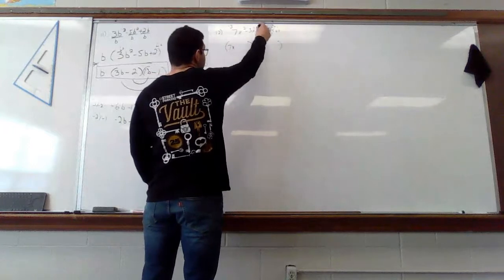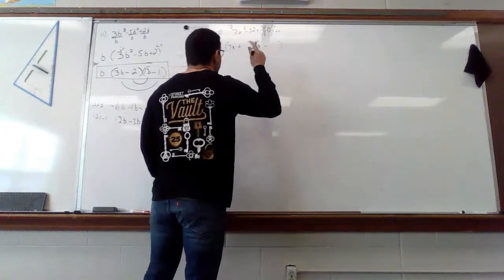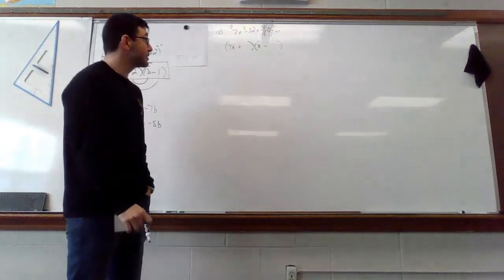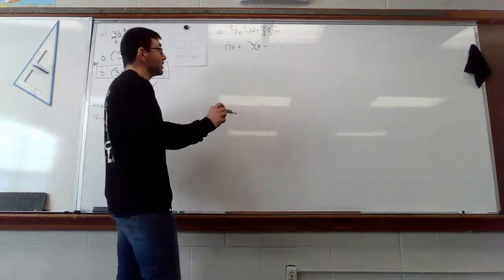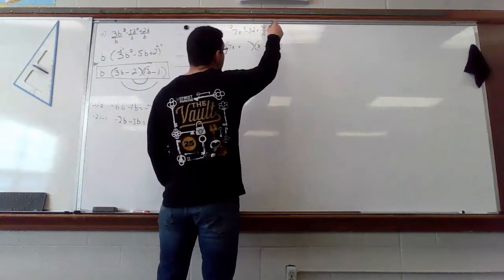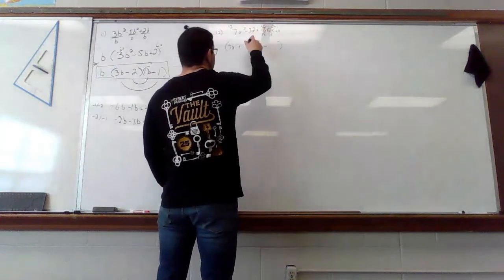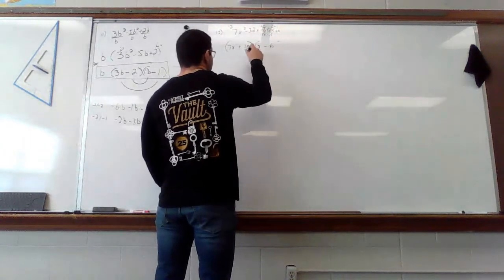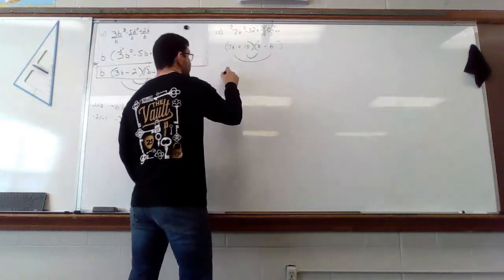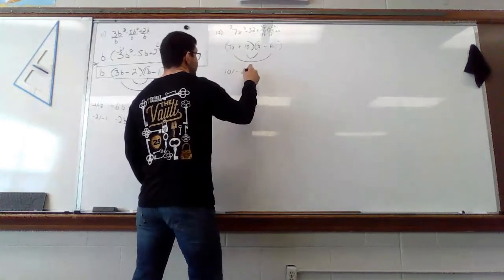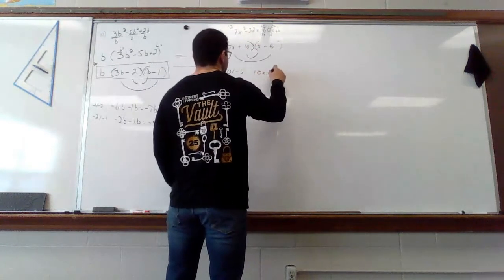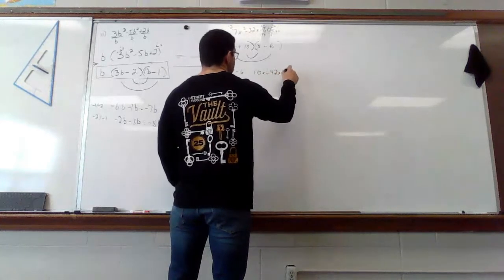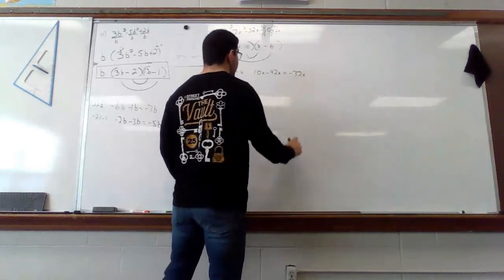7x, 1x, last term's negative, plus, minus. This is going to stink. Here we go, starting in the middle. So the closest ones are 6 and 10. So let's go 6, let's go 10. Smiley face, smiley face. So I've got 10, negative 6. 10x minus 42x gives me negative 32x.